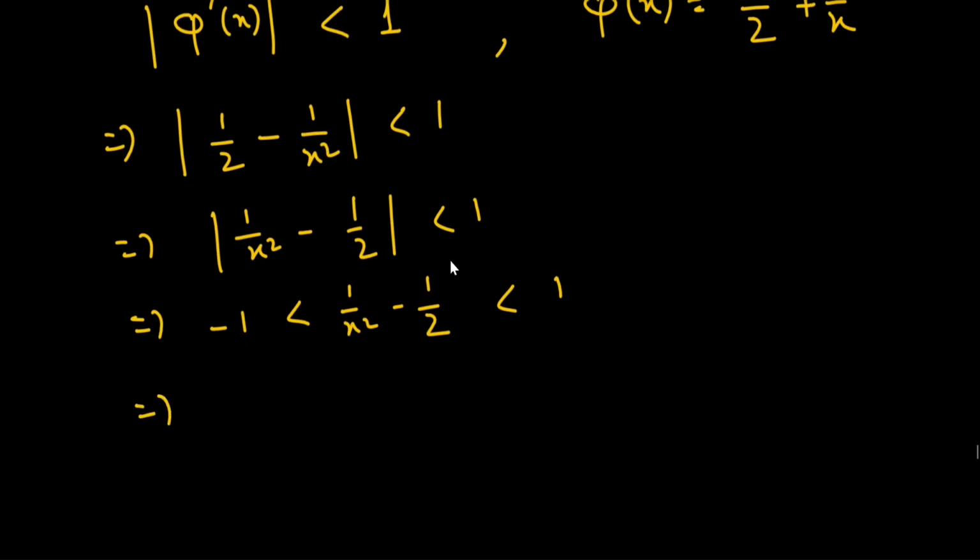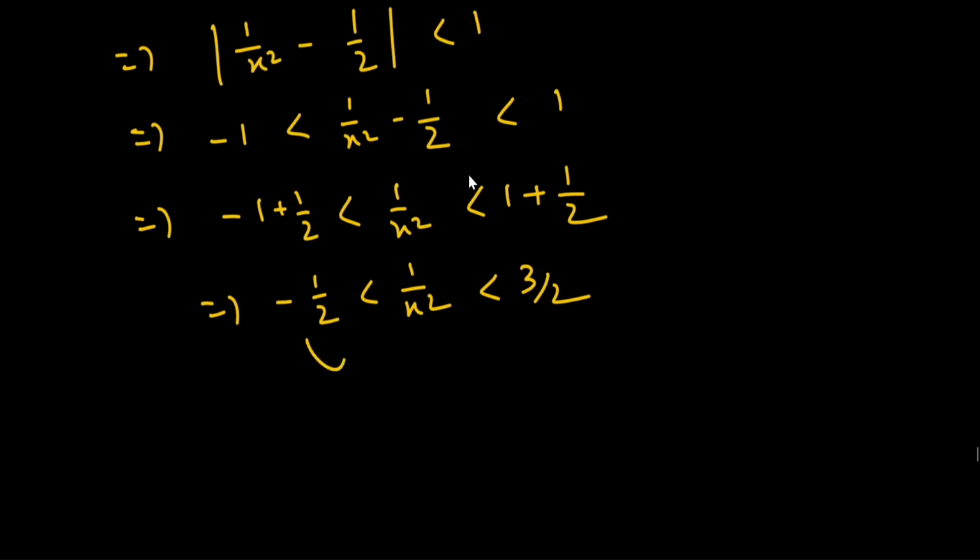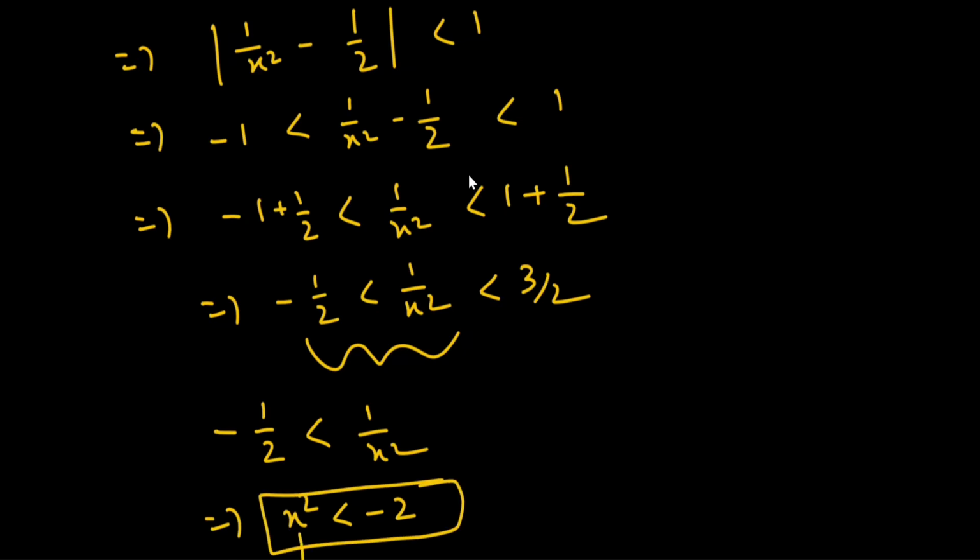Now, simplifying: −1 + 1/2 < 1/x² < 1 + 1/2. So this implies −1/2 < 1/x² < 3/2. If we take the left side of the inequality, −1/2 < 1/x², this implies x² < −2. But x² is a positive quantity which can never be less than a negative quantity like −2. So this is not correct.